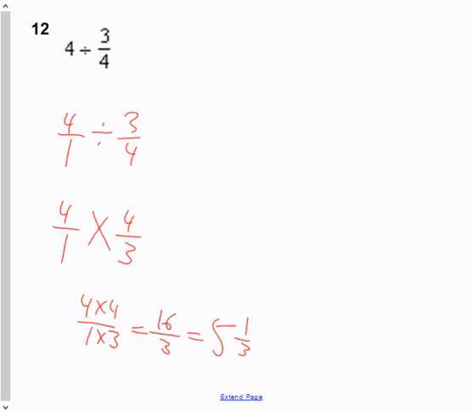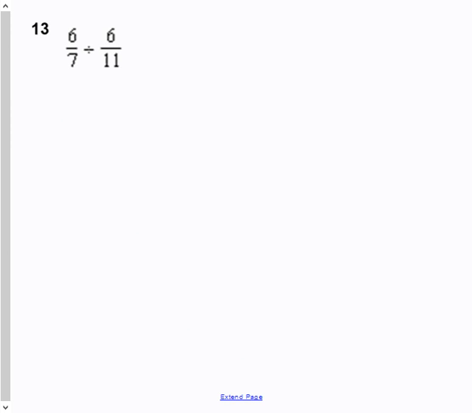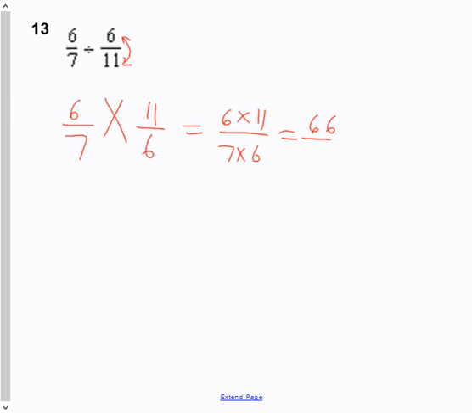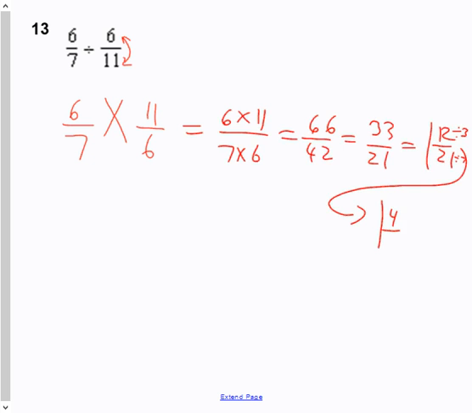Question 13, a division again, so keep your first fraction, change to multiplication and use the reciprocal, or the flip, of the second, which will become 11 over 6. Now when you're multiplying these, you could of course multiply the numerators, so 6 times 11 over 7 times 6, which is 66 over 42, which reduces to 33 over 21, which is 1 and 12 over 21, which will reduce down because both can be divided by 3, to 1 and 4 over 7.